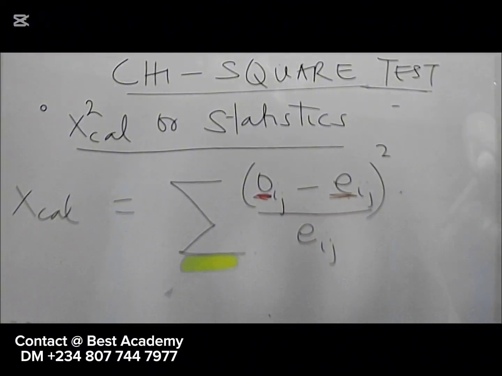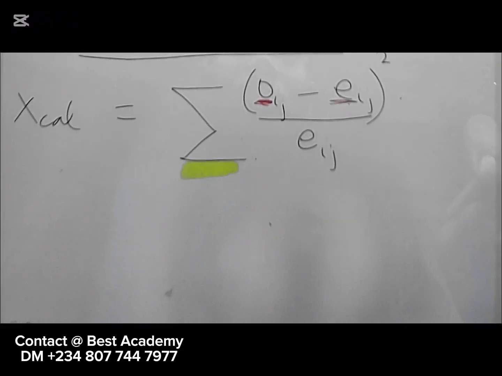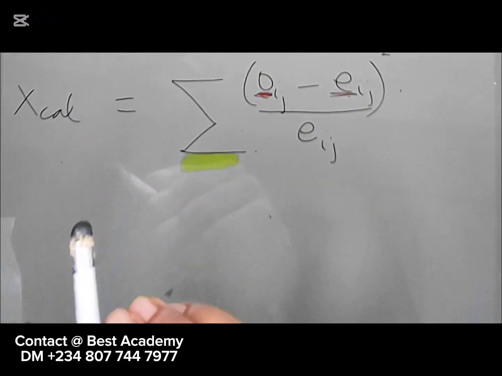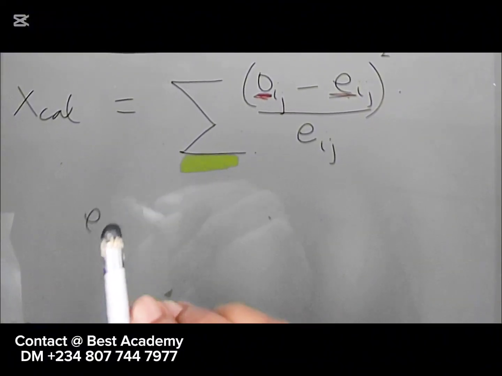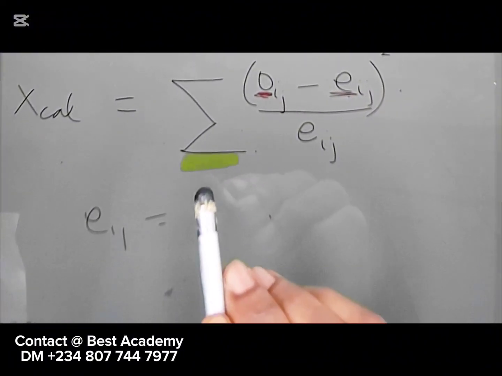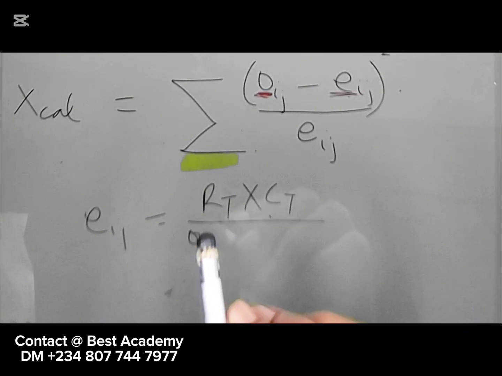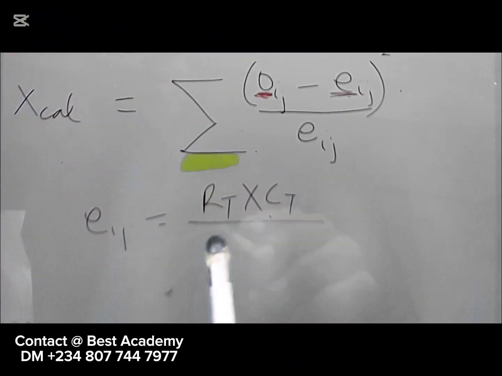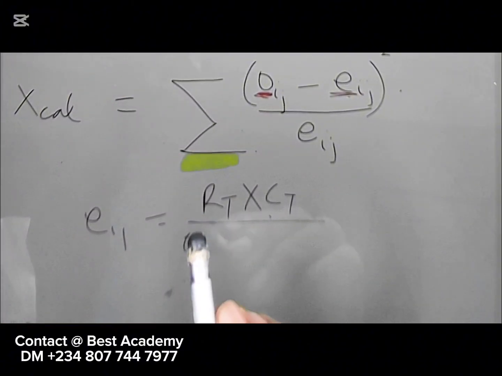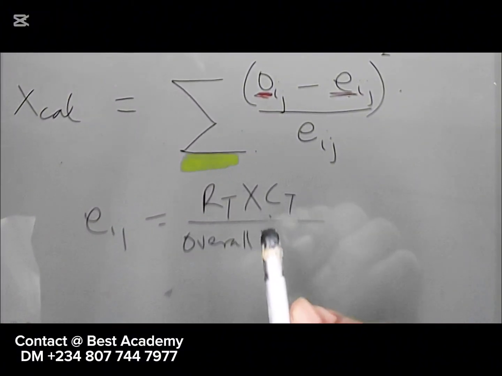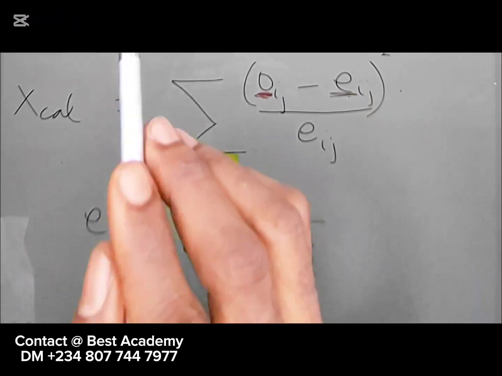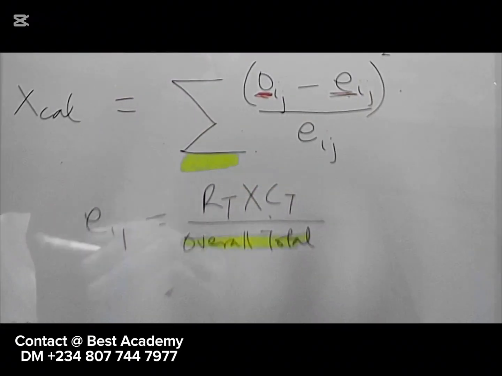So what is actually the formula to calculate the expected frequency? The formula to calculate the expected frequency is E of ij is equal to the total row times the total column over the overall total. You can also call this overall total the grand total. Please take note of that. We are going to know how to make use of this formula.